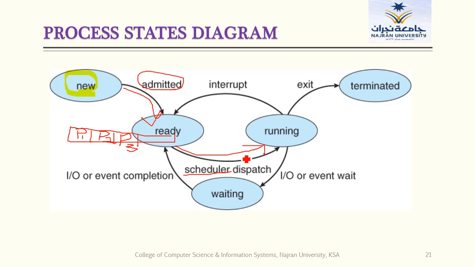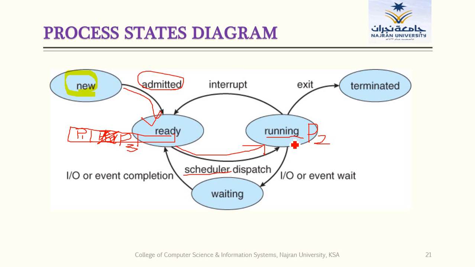Then after this, suppose it has given P2. P2 is now in running and is removed from the ready queue, so now in the ready queue we have only P1 and P3. P2 is running, which means the processor is currently executing the instructions given in process P2.